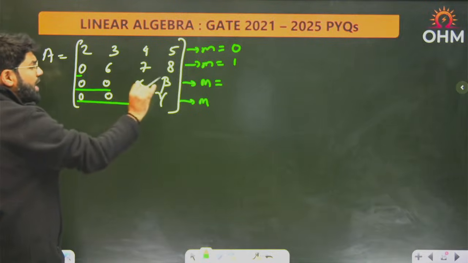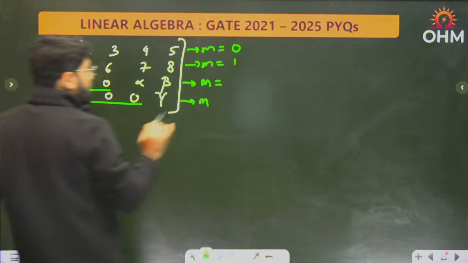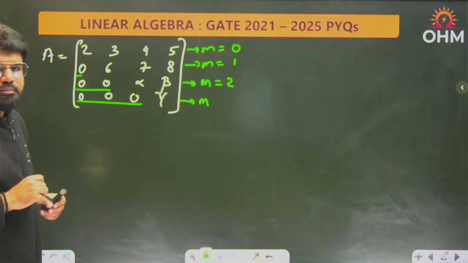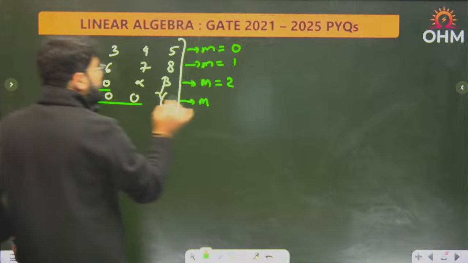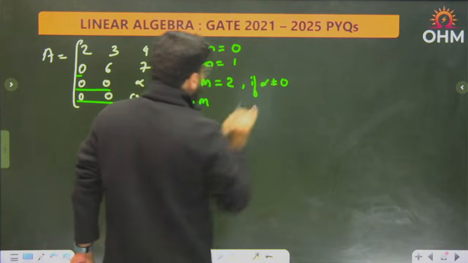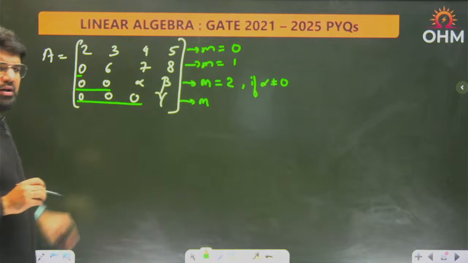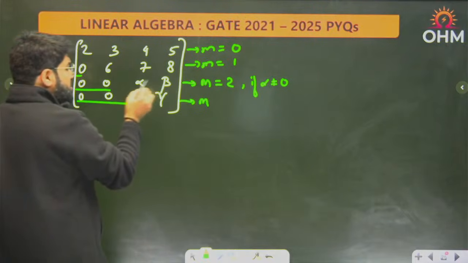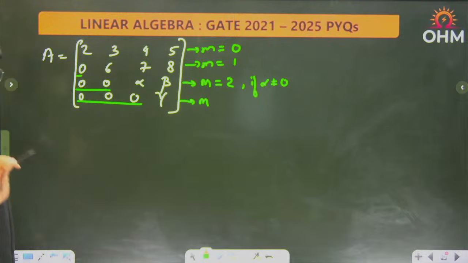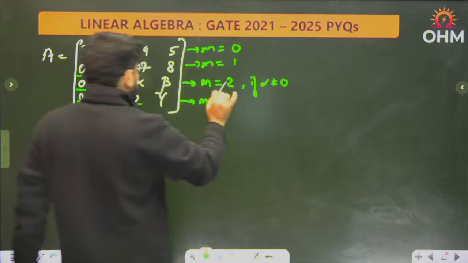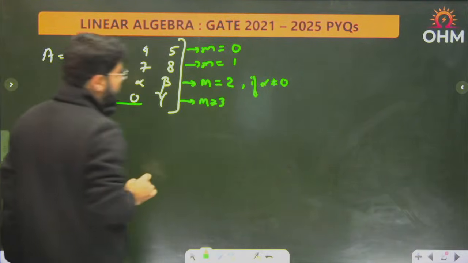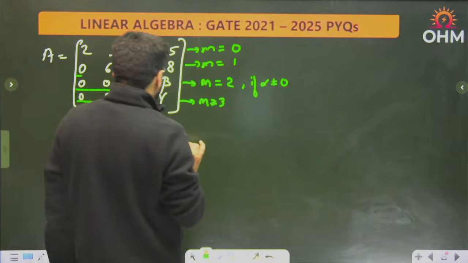But what if alpha, beta, gamma are all non-zero? The number of starting zeros here will be 2 only if alpha is not equal to 0. Forget beta, because only starting zeros are counted. So if alpha is not equal to 0, you get the number of starting zeros as 2 here, and the number of zeros in the other row is anyways greater than or equal to 3.